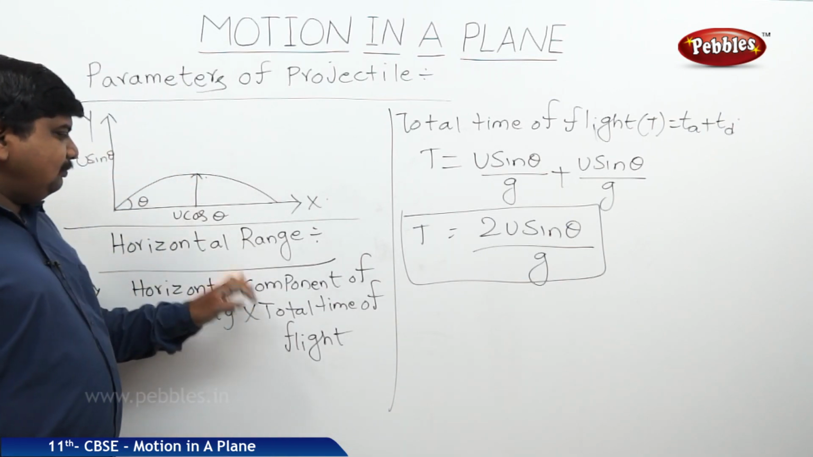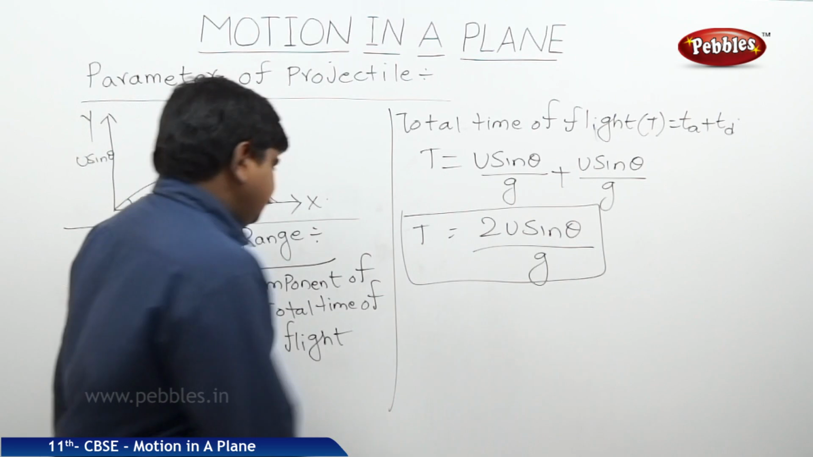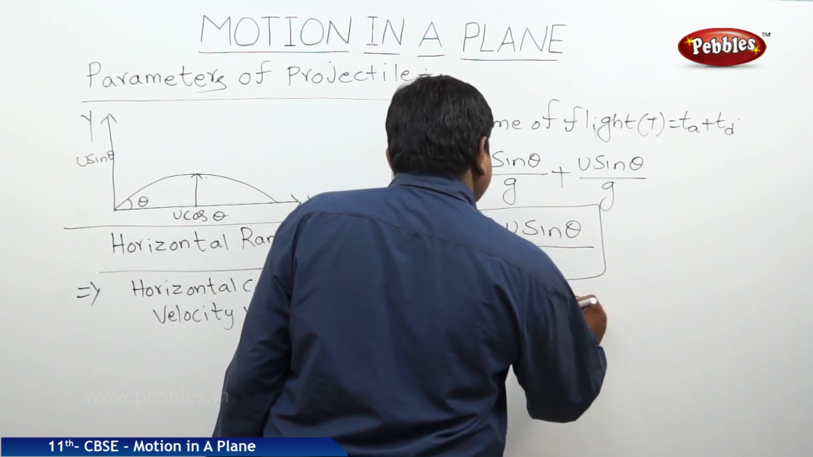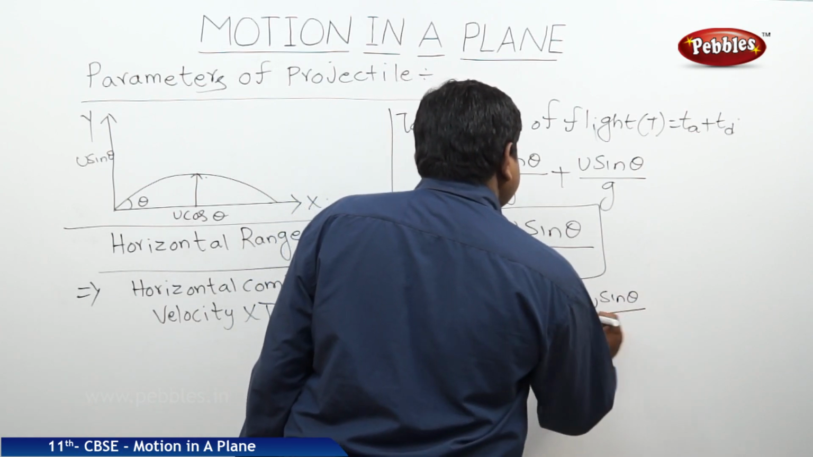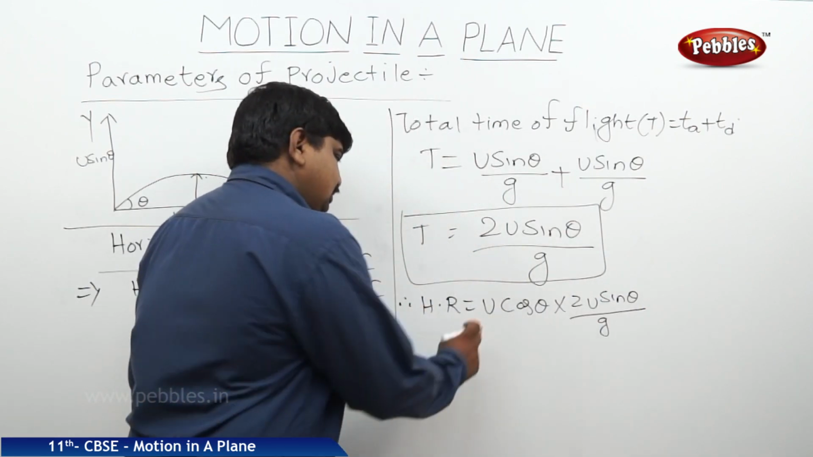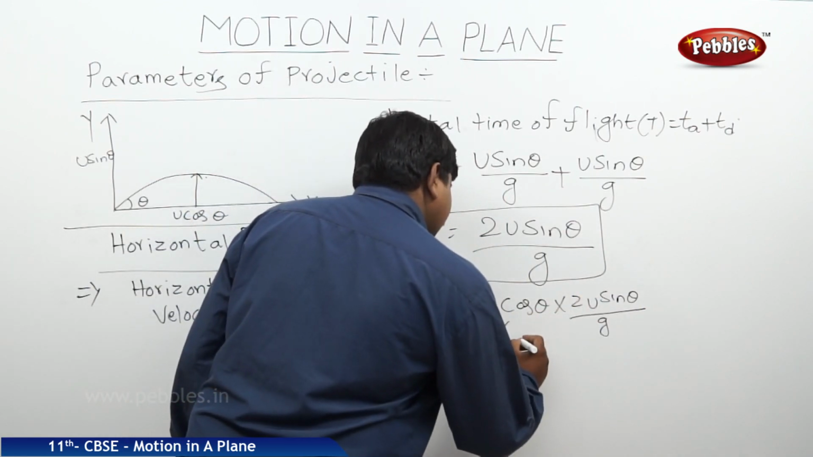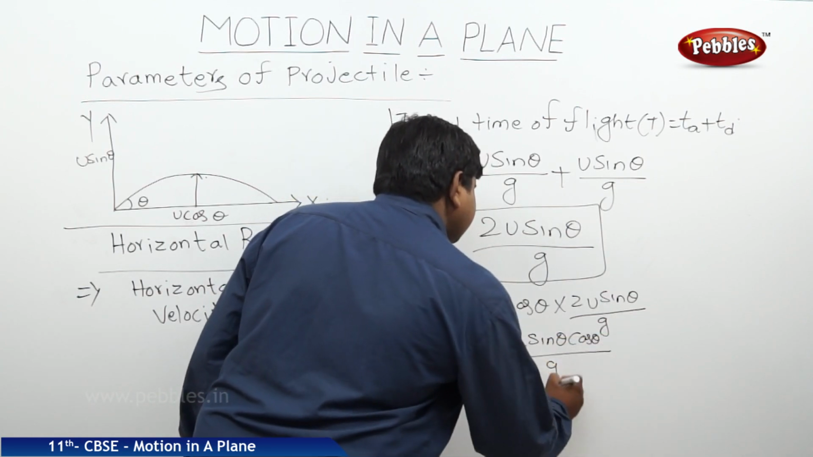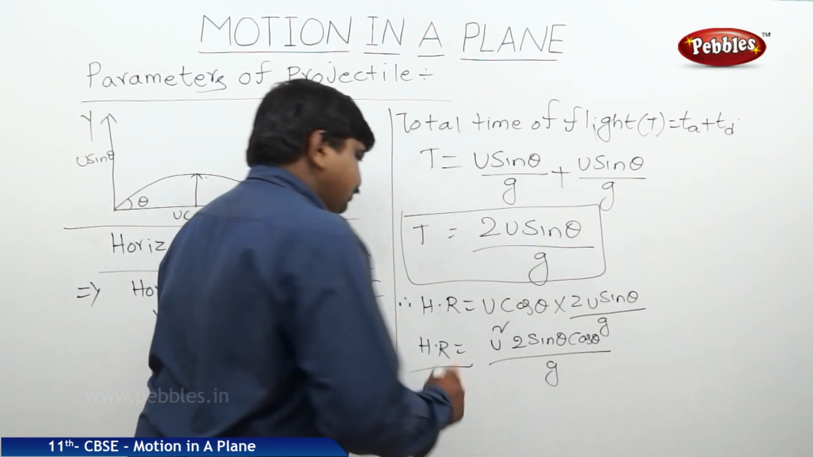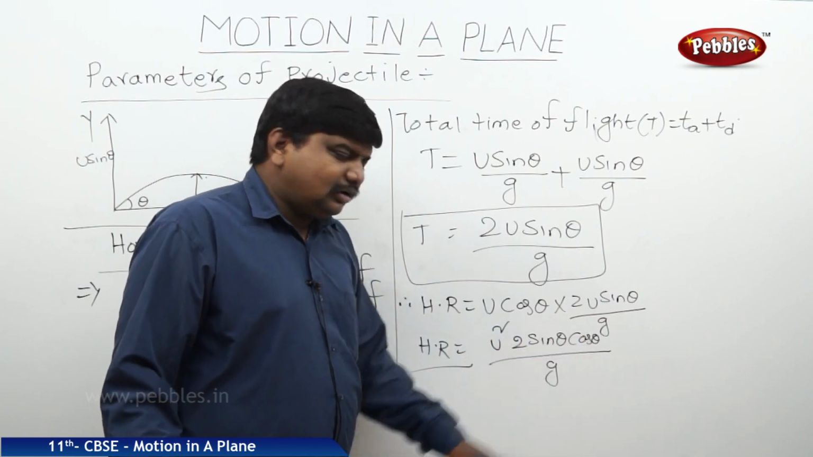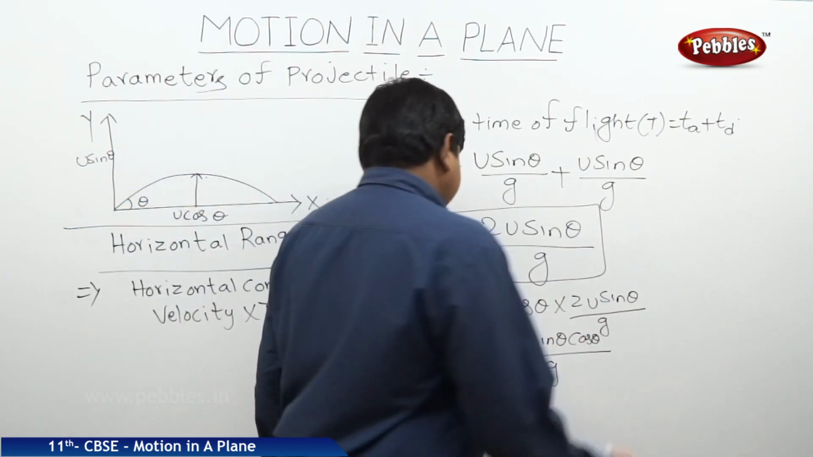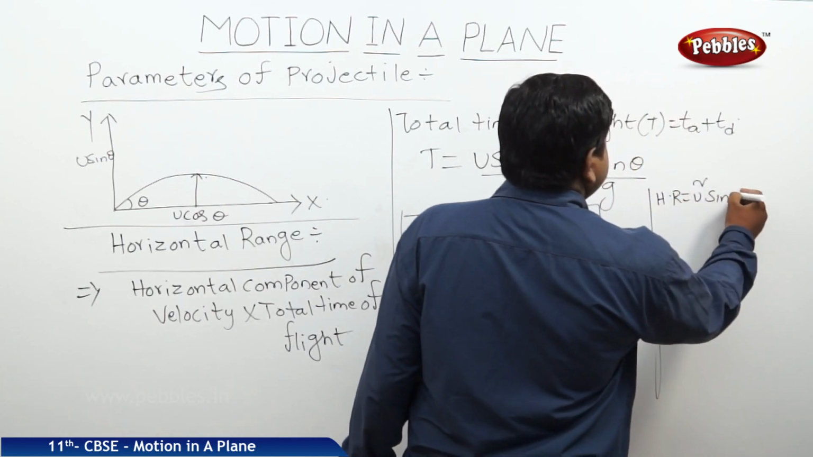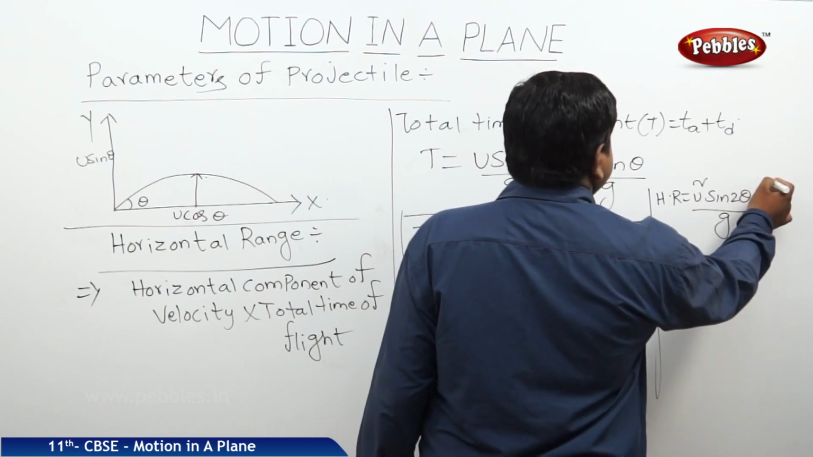So, horizontal component of the velocity is u cos theta. Therefore, horizontal range is u cos theta into 2u sine theta by g. That is u square into 2 sine theta cos theta by g is equal to horizontal range. If you want to write the simplified form, 2 sine theta cos theta is equal to sine 2 theta. Therefore, horizontal range is equal to u square sine 2 theta by g.